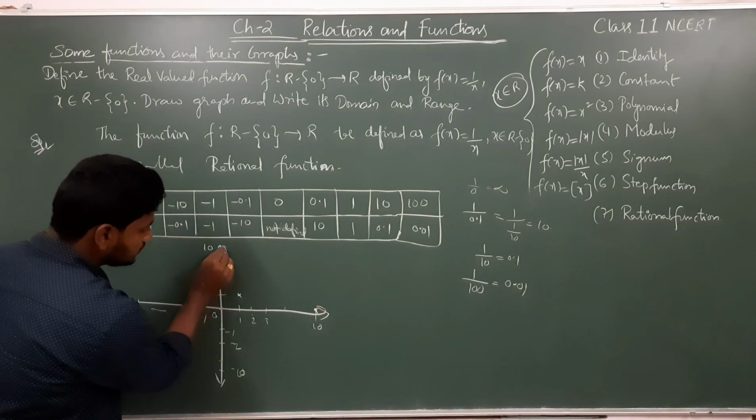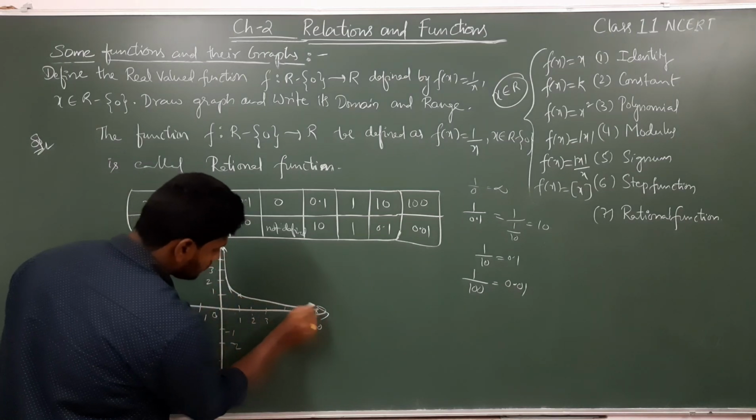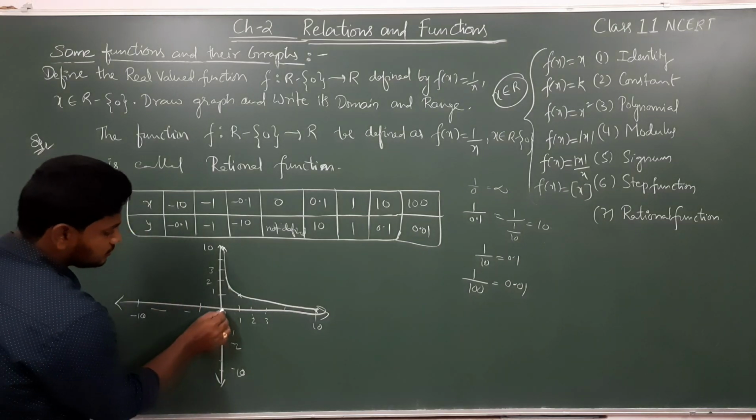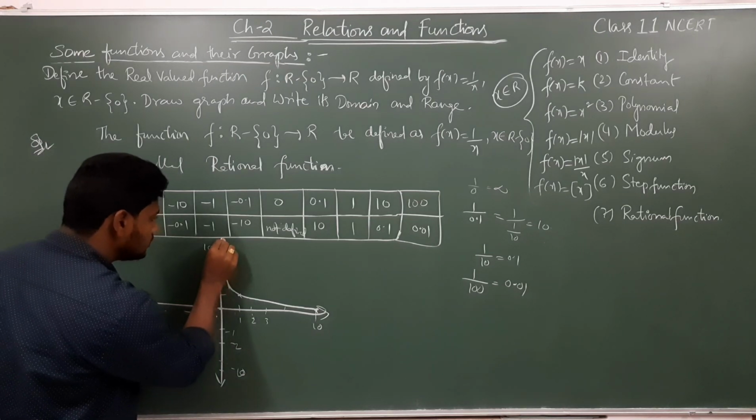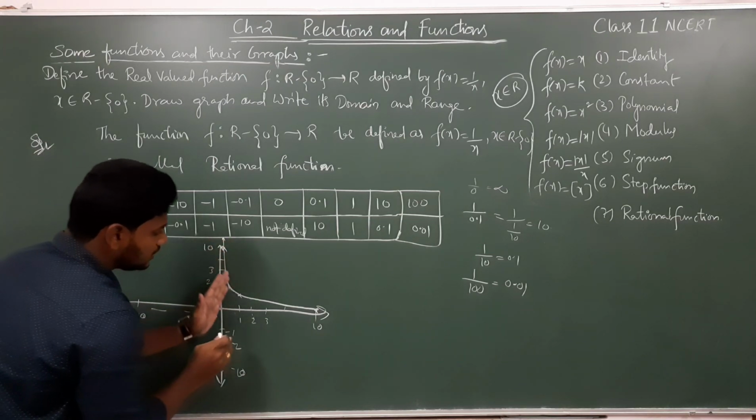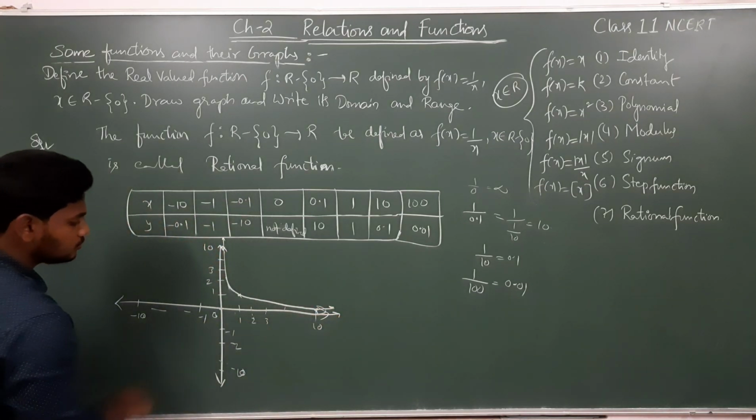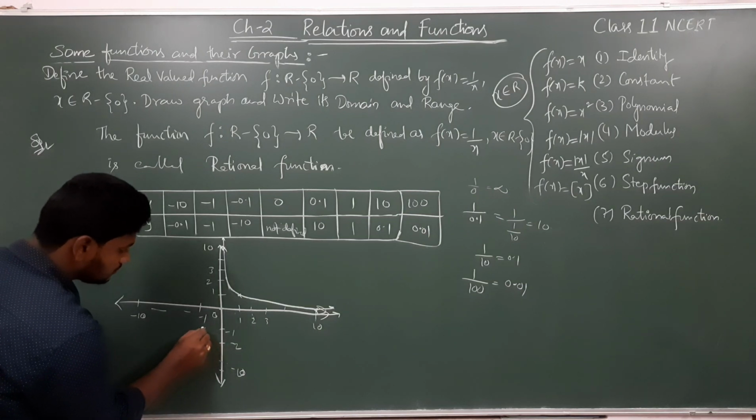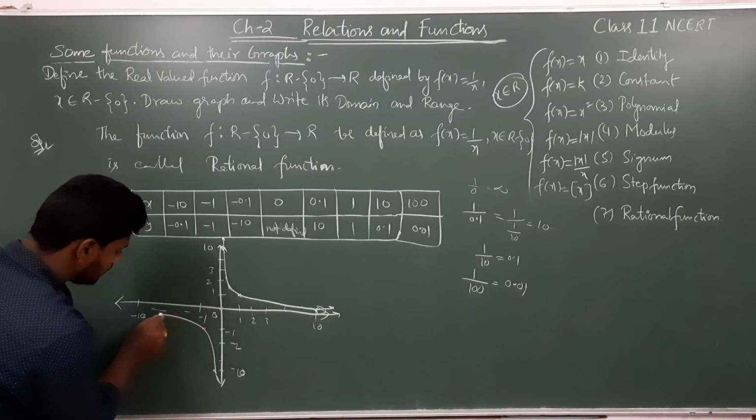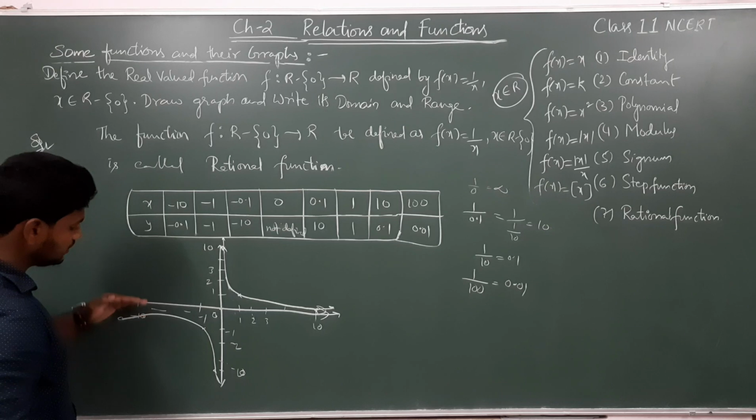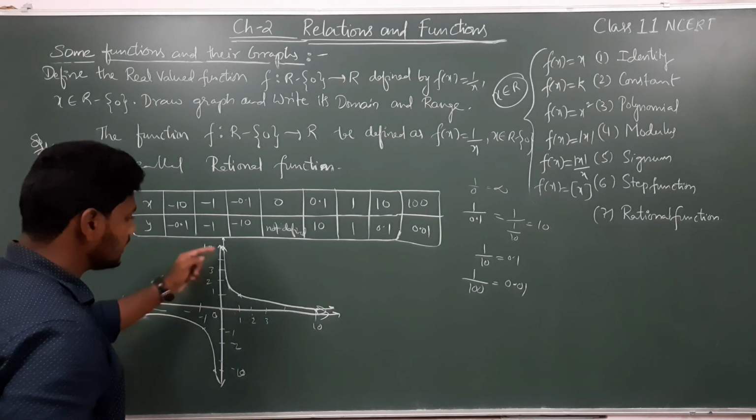If you join these points like this, you will get a graph like this. If it is 0.001, it will become hundreds, thousands like that. So it won't touch 0, but from near to 0, again it will come near to 0, right? Again, on the negative side, for minus 1 it is minus 1, for minus 0.1 it is minus 10. So this side the graph will come like this, near to 0, right? So this is the graph of what?